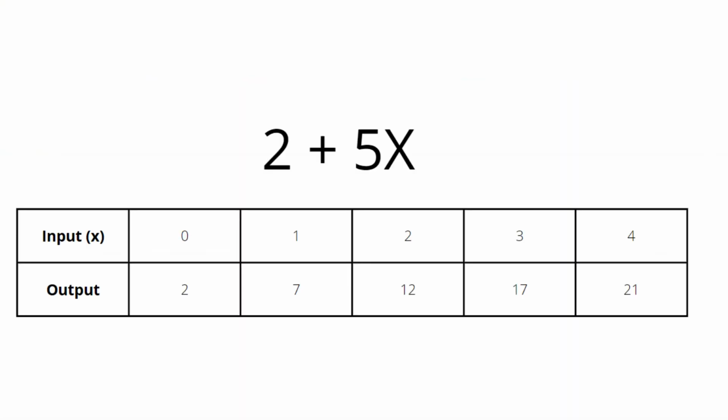We have x equals 0 as our input because there's no groups of 5 chairs. Then we have 1 group of 5, 2 groups of 5, and so on. So our table would look as so. To create our expression, talk through it with students. You have 2 chairs to start and add x number of groups of 5 chairs.